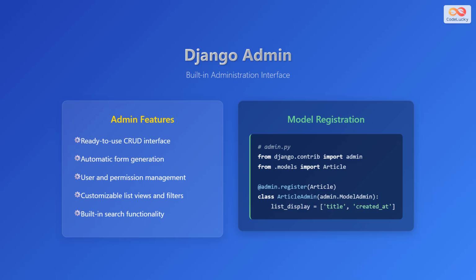The admin interface supports bulk operations, making it efficient for managing large datasets. Registration is simple using decorators or admin.site.register calls. In our example, we register the Article model with an ArticleAdmin class, customizing the display to show title and created_at fields in the list view. This provides administrators with an intuitive interface for content management without requiring separate administrative tools.